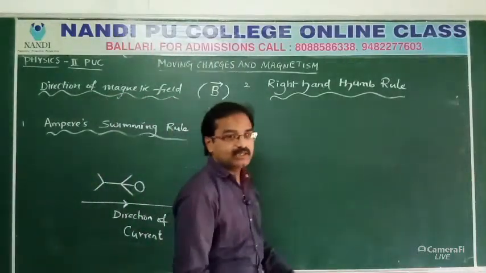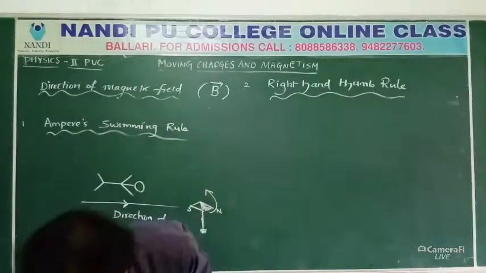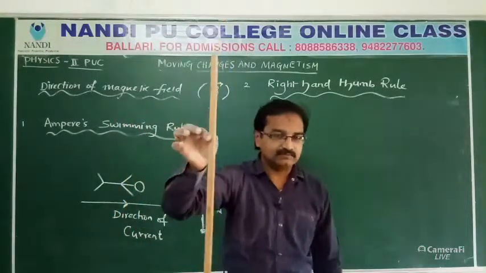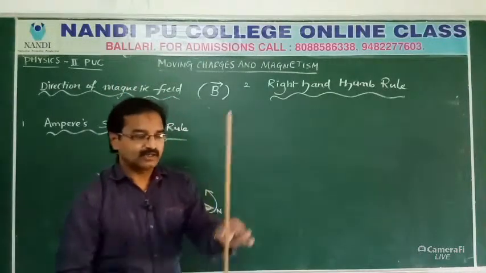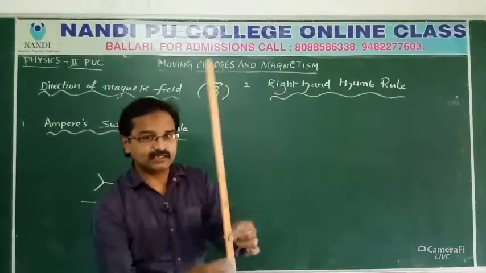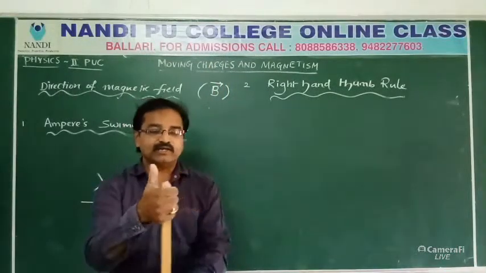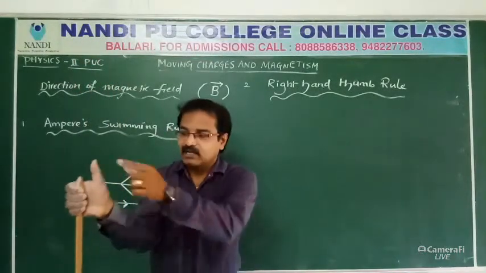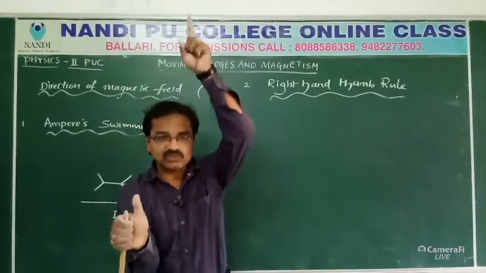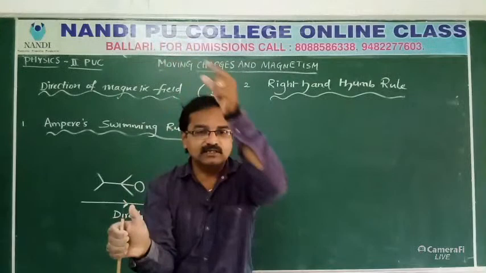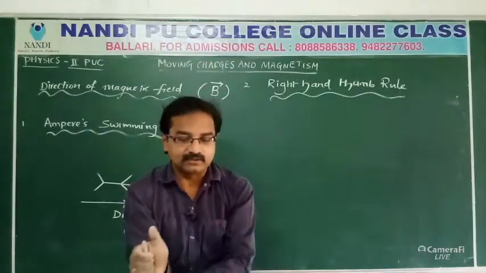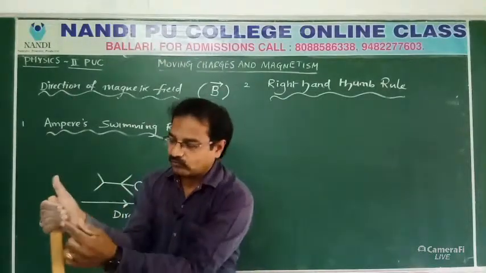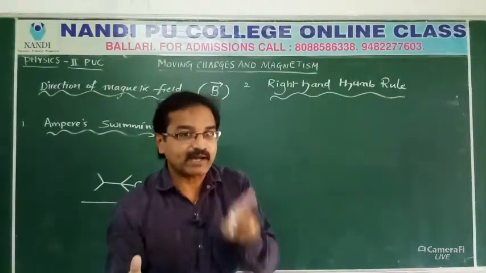rule. Now imagine, I'll take like this. See, imagine I'll take this as a conductor. Imagine a current carrying conductor in your right hand, okay, children, such that the thumb indicates the direction of current. Then the curl, the folded fingers, 4 fingers are there. The curl of the 4 fingers indicates the direction of magnetic field.